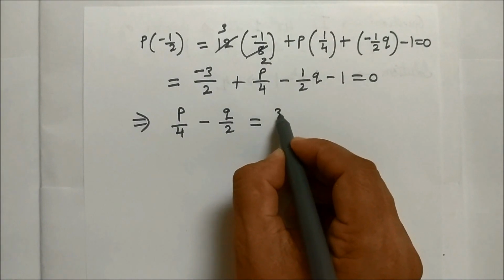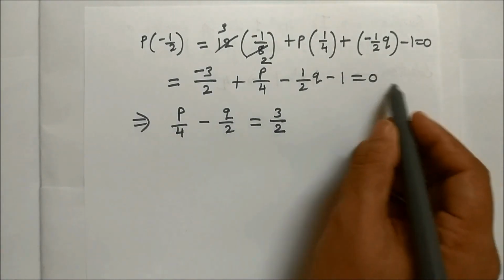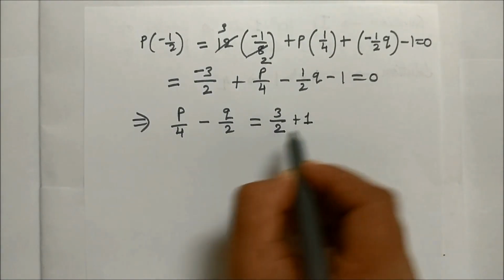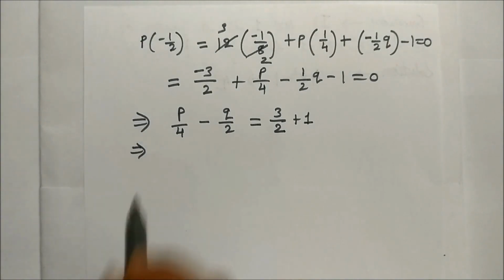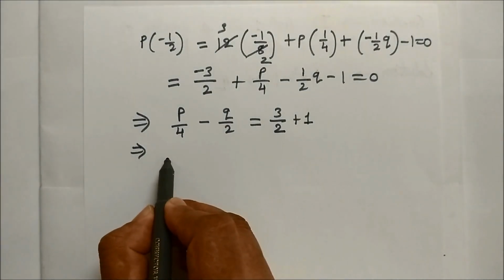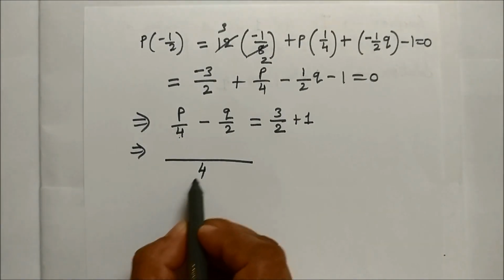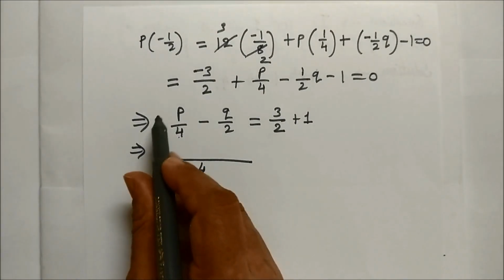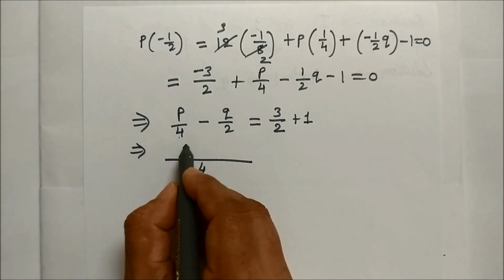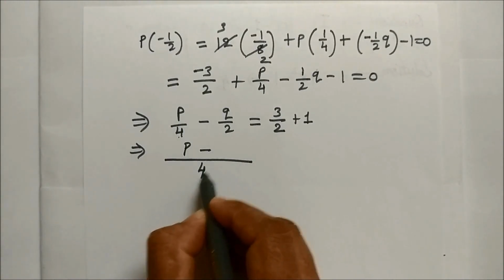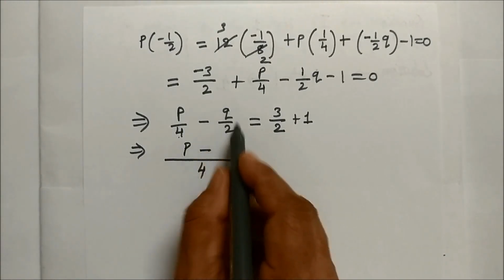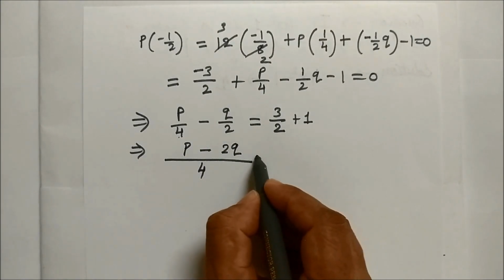We can shift on the right hand side. So plus 3 by 2 minus 1 we can shift this side. So plus 1. Or we can write here after taking LCM, because LCM of 4 and 2 is here 4. So 4 divided by 4 is 1, multiplying in numerator. 1 into p is here p itself. 4 divided by 2 is 2, 2 multiplying in numerator 2q.